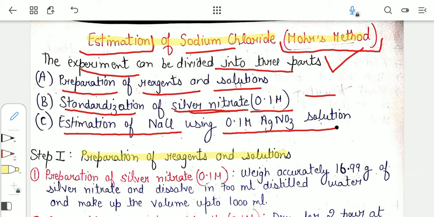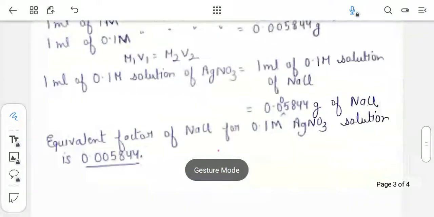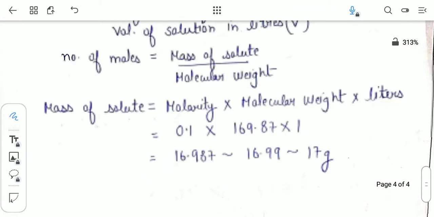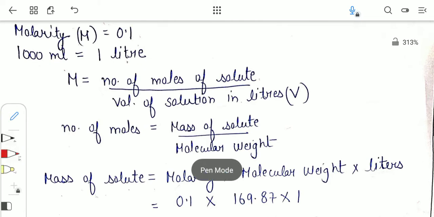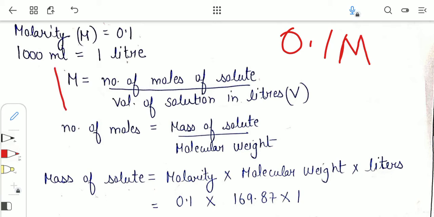Very firstly, we will prepare our silver nitrate of 0.1 molar strength. In a lot of videos we have already discussed that whenever we have to prepare molar solutions, we see the molecular weight. Here, let us see the calculations of how we will prepare our silver nitrate solution of 0.1 molar strength, and I have written the calculations already below. We will use the formula for molarity, which is equal to the number of moles of solute upon the volume of solution in liters.